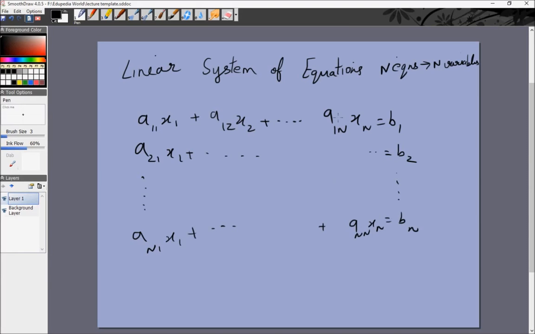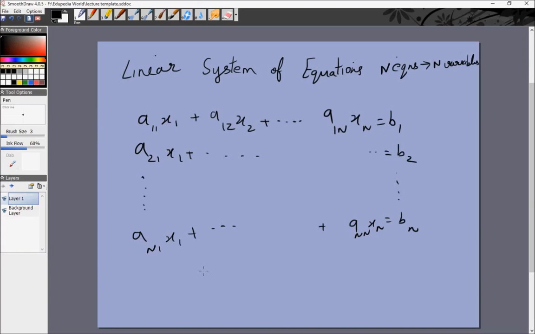So this is a linear system of equations because every term in the variable is linear. There is no x1 square, there is no x1 multiplied by x2. So every term comes with a power of 1, and so this is a linear system of equations.